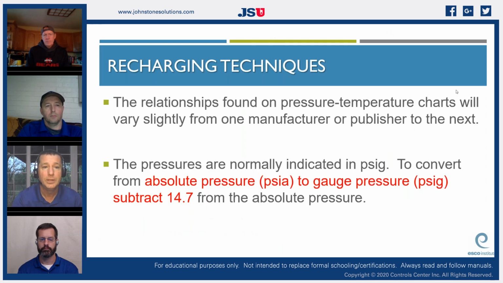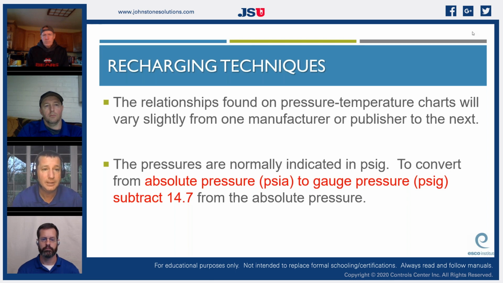The relationships found on the PT charts will vary slightly from one manufacturer or publisher to the next. The pressures are normally indicated in PSIG. So to convert an absolute PSIA to a gauge pressure, since we've zeroed our gauges to atmospheric pressure, we typically have about a 14.7 PSI difference. So just be mindful of whether you're reading your PT chart in PSIA or PSIG.